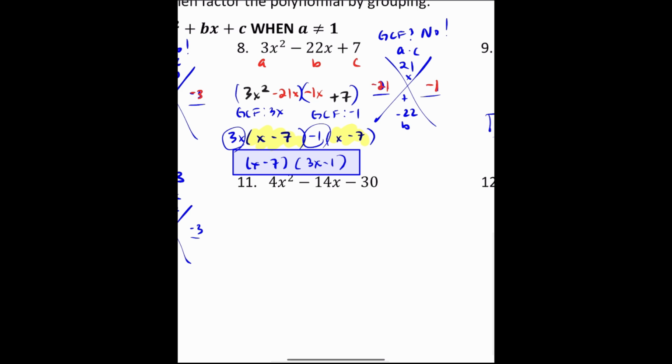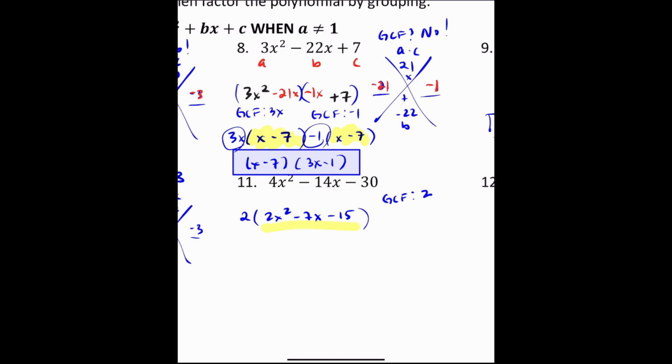Let's take a look at number 11. We have 4x squared minus 14x minus 30. Is there a GCF of the 3? Yes, it is 2. I thought I would say 4, but 4 doesn't go into negative 30 at all. So the largest number that goes into these 3 terms is 2. So I'll write 2 times my remainder. 2 times what gives you all of these things. It would be 2x squared minus 7x minus 15.